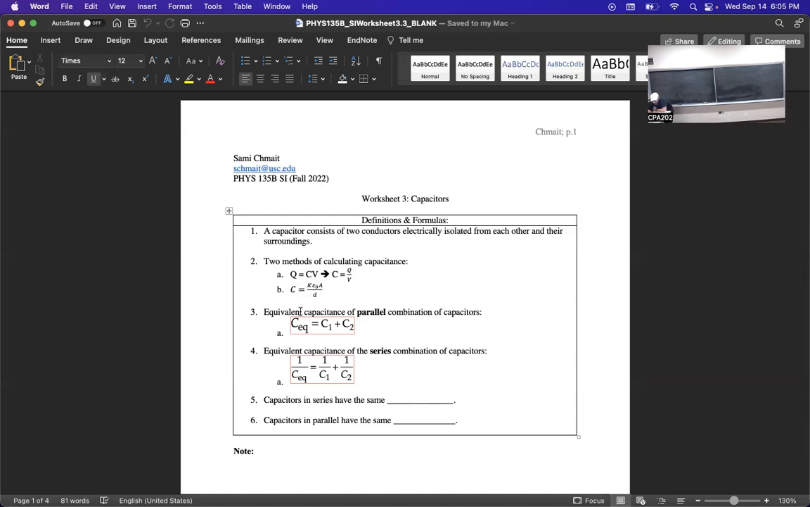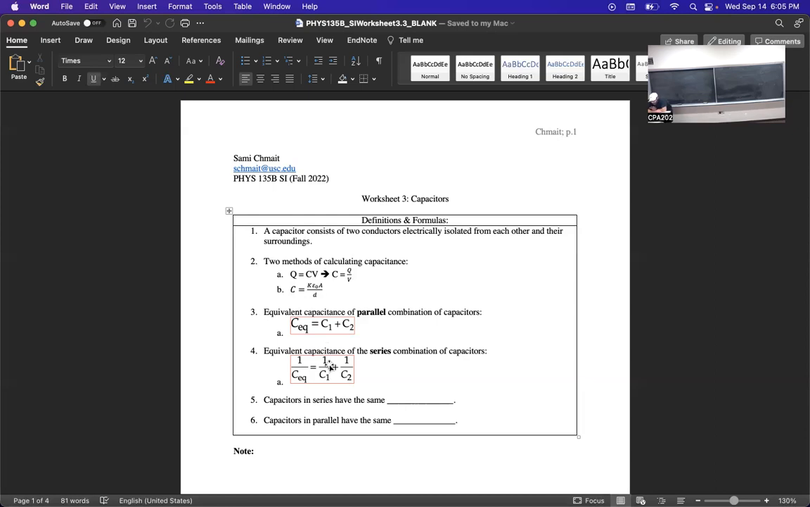One of the most important things of this worksheet is recognizing parallel versus series, and then how you can combine them when they're in either of those two orientations. In parallel, you simply add the capacitance values together. And in the series situation, you will do that inverse addition.